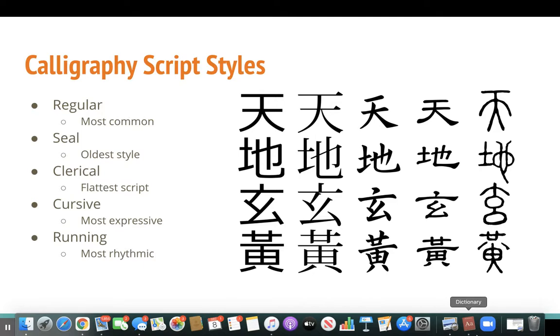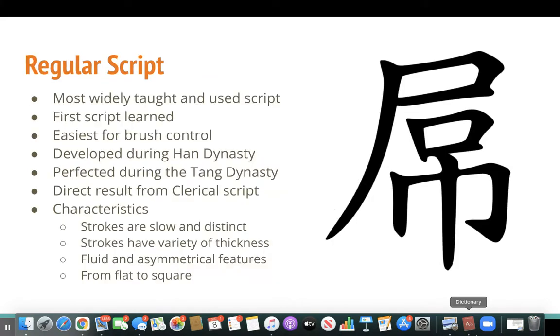There are 5 primary Chinese calligraphy script styles. There is regular, the most common, seal, the oldest, clerical, the flattest, cursive, the most expressive, and running, the most rhythmic. Today, however, we are only going to be discussing the first 4.